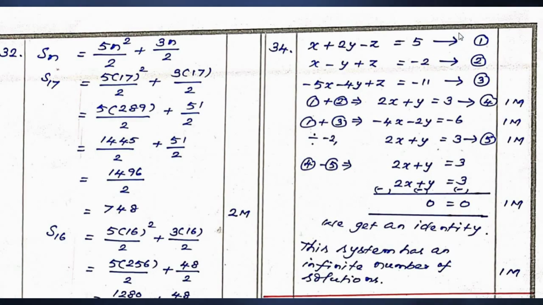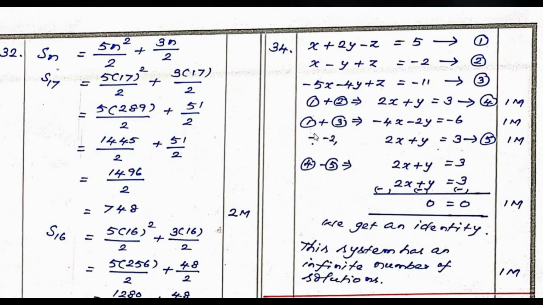First you write the three equations and put the equation numbers. Then we want to eliminate z from two equations. So you add 1 plus 2. 2x plus y is equal to 3, equation number 4. In the same way, we take the first and the third equations, and we eliminate z.